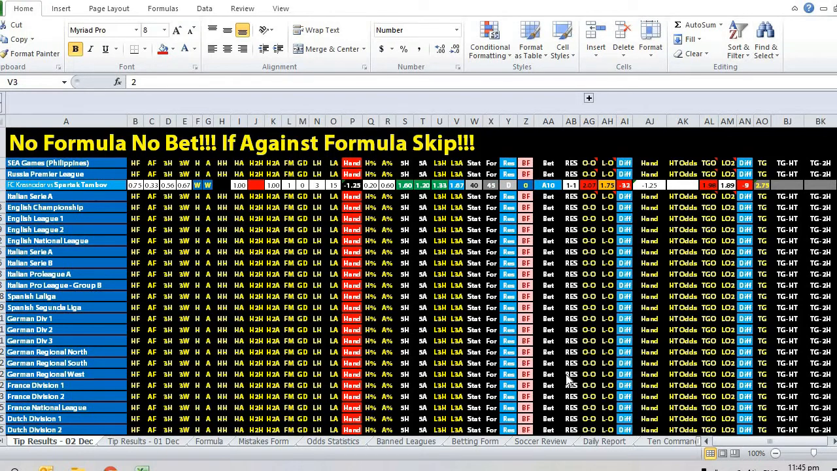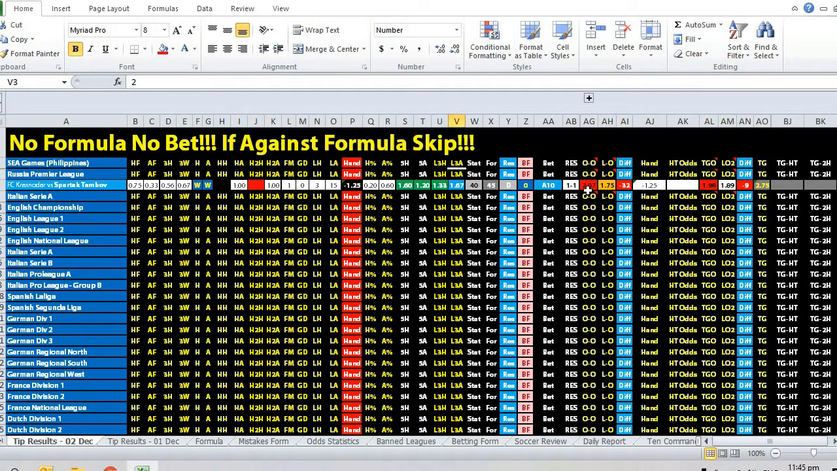Let us take a look at the matchup between FC Krasnodar versus Spartak Tambov from the Russia Premier League. This match was pretty straightforward. It's a banker bet that's facing the away team.